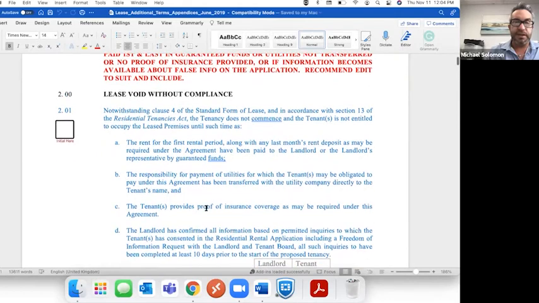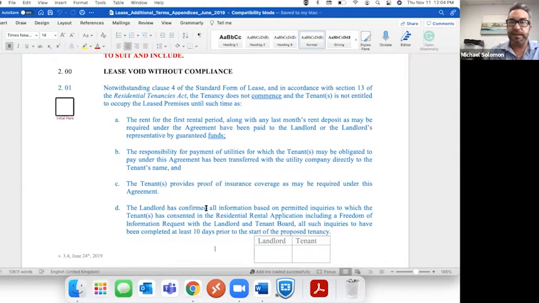Now, I always like to also include leases void without compliance. So basically what this says is, if you don't give me last month's rent, and if you don't do all of these things that you're supposed to do, providing insurance coverage, switching over the utilities, all of these things, then the lease becomes null and void and it can become terminated. Okay.